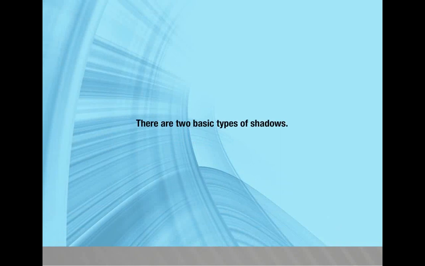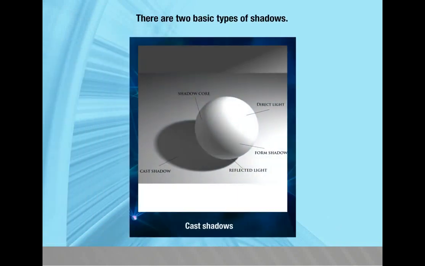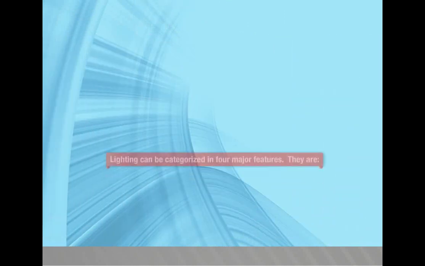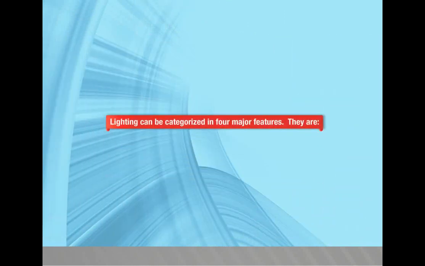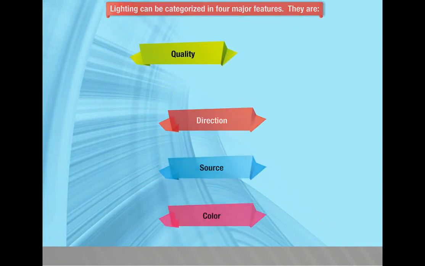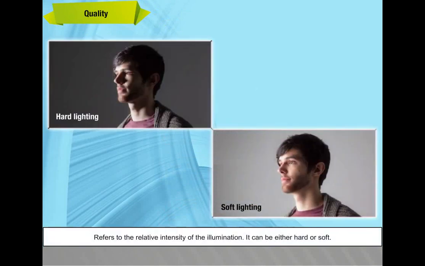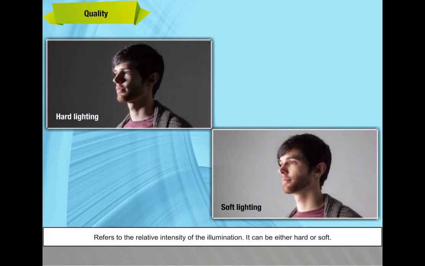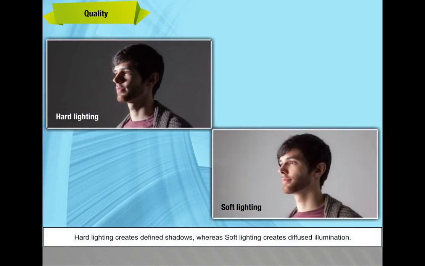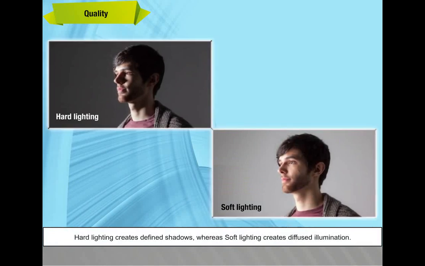There are two basic types of shadows: cast shadows and attached shadows. Lighting can be categorized in four major features. They are quality, direction, source, and color. Quality refers to the relative intensity of the illumination. It can be either hard or soft. Hard lighting creates defined shadows, whereas soft lighting creates diffused illumination.